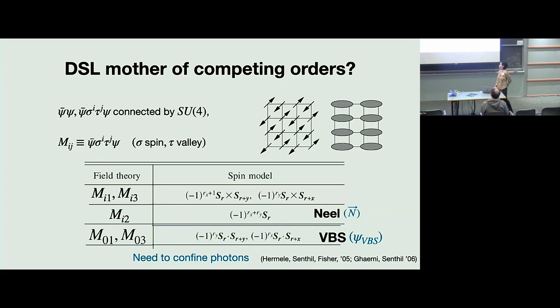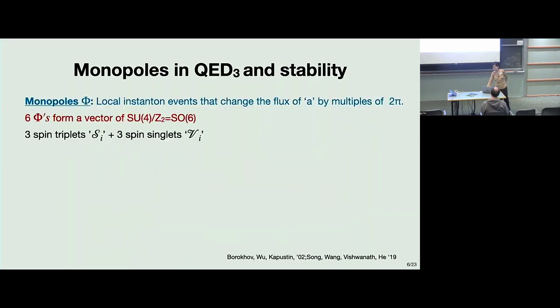To go from the Dirac spin liquid to actually this ordered phase, we further need to confine the photons, as the Dirac fermions are already gapped by the fermion mass. And the confinement is caused by another scaling operator called monopoles. So in 2+1D, the monopoles are the instanton events that change the total flux of the U(1) gauge field by 2 pi.